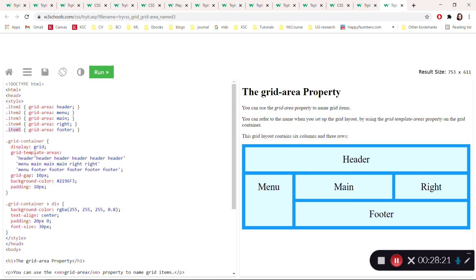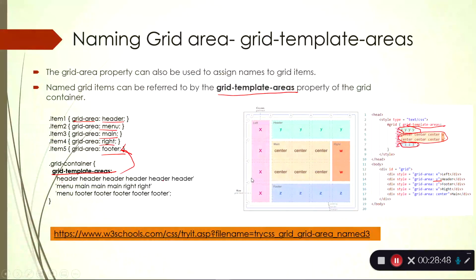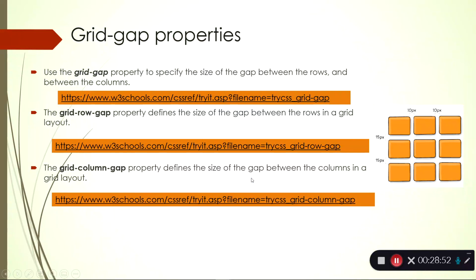Okay, so for example, if you want to change this to menu, the first 2 columns will be taken by menu in both the third row and second row. Then you can say 2 columns will be taken by menu in the second and third row, which is a simple way. So if you visualize it, you can simply use this combination of the grid area property and the grid template areas property to control the layout. The last property that we are going to see is the grid gap property.